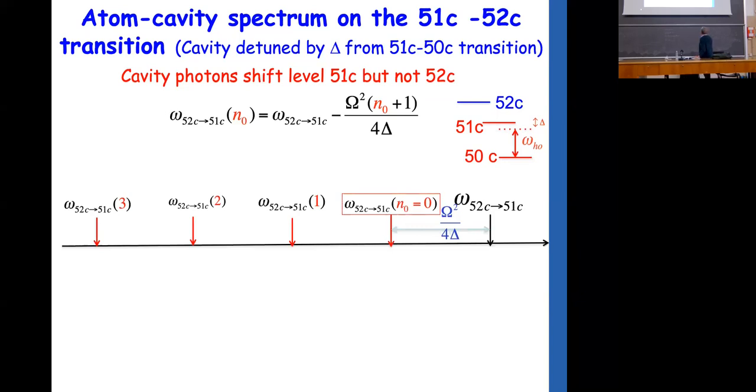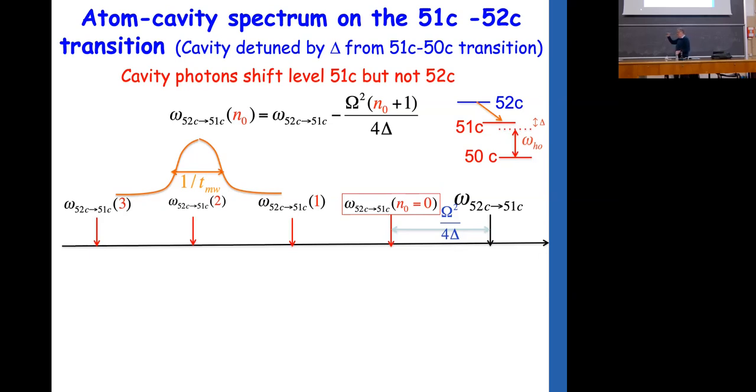Here you have the unperturbed frequency, which is the one you have in free space. Here is the frequency with 0 photon in the cavity. This is a Lamb shift, omega squared over 4 delta. This is the shift that you find if you have 1 photon in the cavity. This is with 2 photons in the cavity. This is with 3 photons in the cavity. So you have to decide where you are on this diagram. And what you do is shine on the atom a microwave whose frequency coincides with one of these peaks. For example, if you make this choice, you will be able to go from 52 to 51 only if you have 2 photons in the cavity, because if you have 1 photon or 3 photons, you are out of resonance.